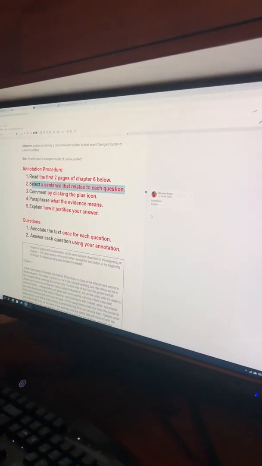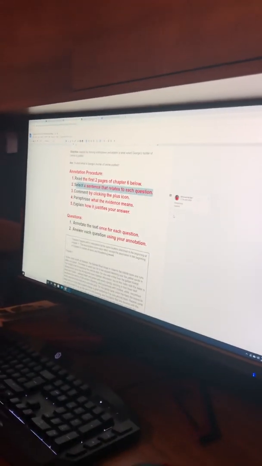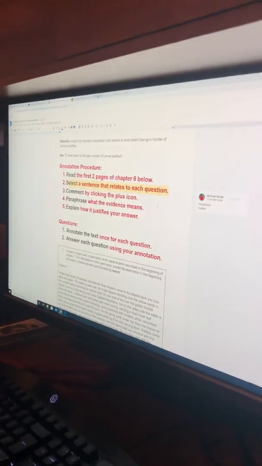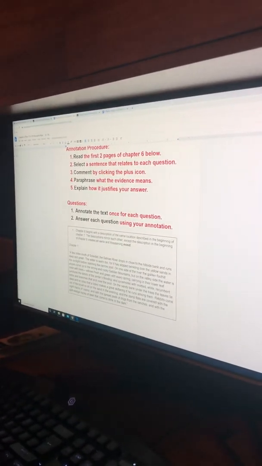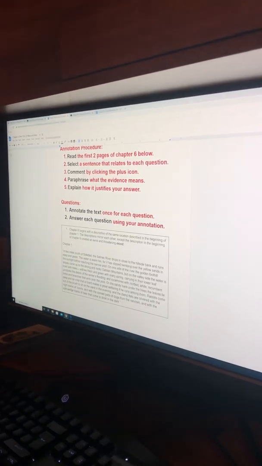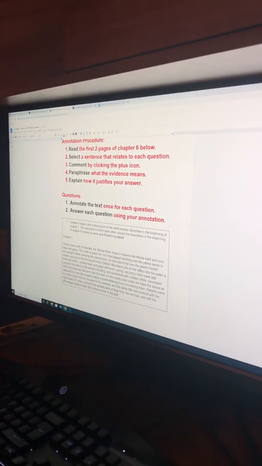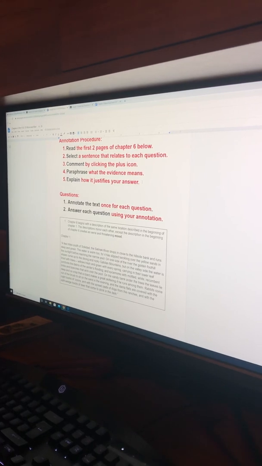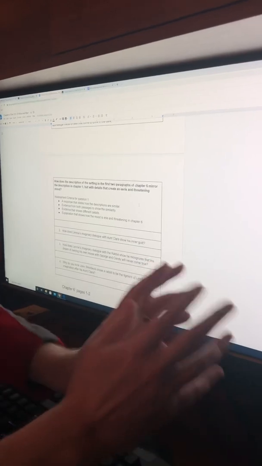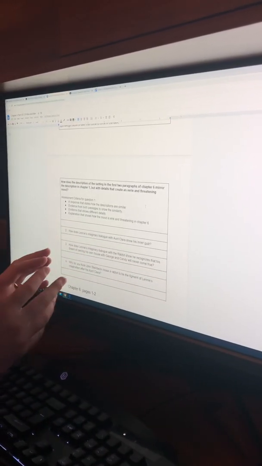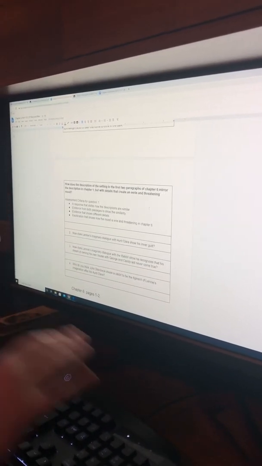Now, like I said before, I'm not going to be able to see these until after the due date, but the due date is tonight at midnight, so I'll be able to see them tomorrow, and that's when I would grade them anyway. Don't click resolve, because if you click resolve, it goes away like that. And then you want to paraphrase what the evidence means and explain how it justifies your answer. And the reason why I'm having you do that is so that you can use your annotations when you go to answer the question. You can actually copy and paste those annotations and even add to them to make it easier to answer the questions.